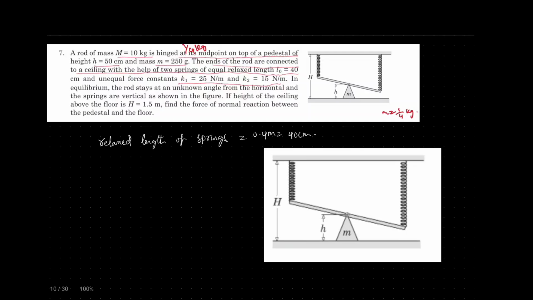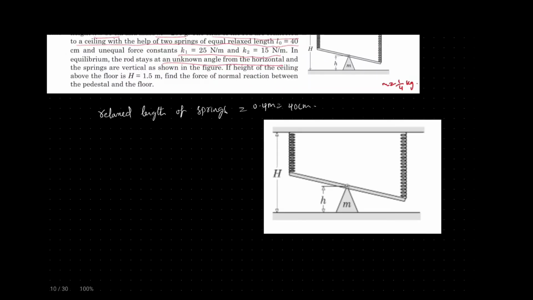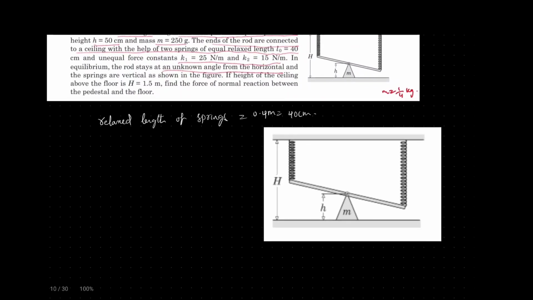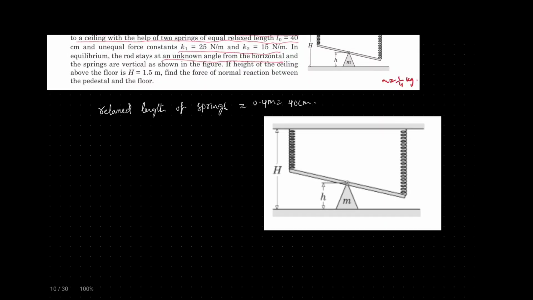In equilibrium, the rod stays at an unknown angle from the horizontal, and the springs are vertical as shown in the figure. If the height of the ceiling above the floor H is 1.5 meters, find the force of the normal reaction between the pedestal and the floor. They're simply asking the normal reaction here, this N.